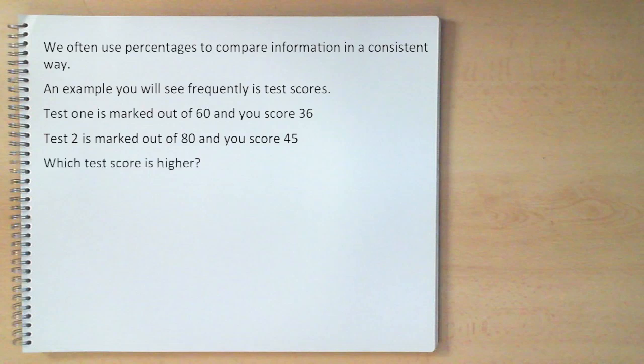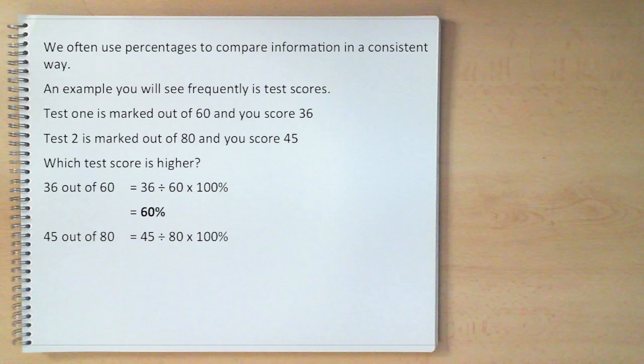We might think, well, I got 45 on the second test, so it must be better. Well, let's work out the percentage scores that you got in each test. 36 out of 60, well, that is 36 divided by 60 times 100 to give you the percentage. That equals 60%. Second test was 45 out of 80, which, to work out a percentage there, very straightforward, 45 divided by 80 times 100. Well, 45 divided by 80 is 0.5625, times it by 100 gives a percentage of 56.25%.